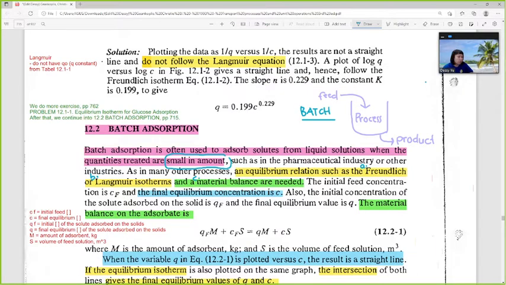Today I will deliver some sub-material about batch absorption in 12.2. Here we knew about the batch. What is a batch process? The simple explanation about a batch process is feeding raw material into a process tank, and then you get the product.